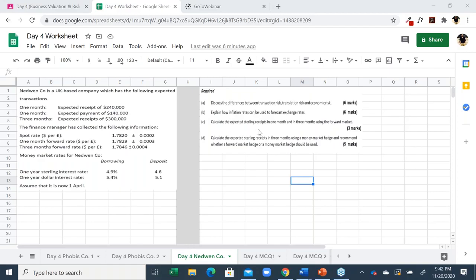Calculate the expected sterling receipts in 1 month and in 3 months using the forward market. So I'm just going to do that working for you. Rida, in part B, it's just a straightforward theory question. My handouts do have the explanation of purchasing power parity theory, and it is just asking about that theory. That's it.